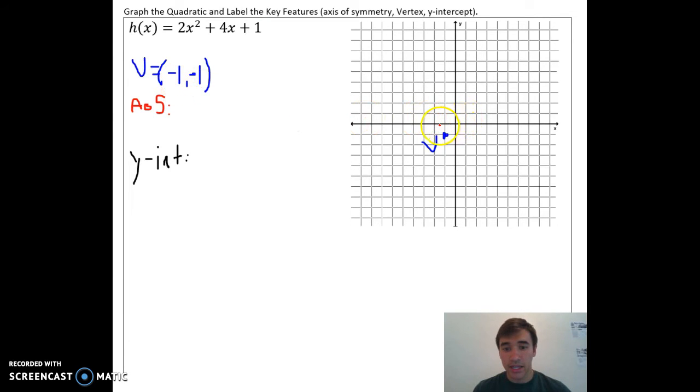I then graphed it at x equals -1, y equals -1, and labeled it with a V, as you're going to do on your notes. Then to find the axis of symmetry, it's really easy.